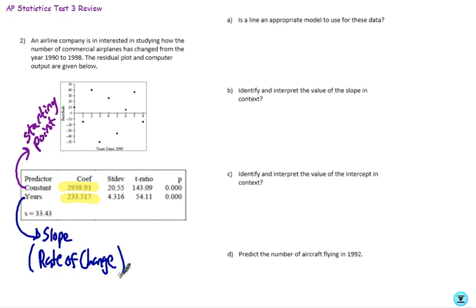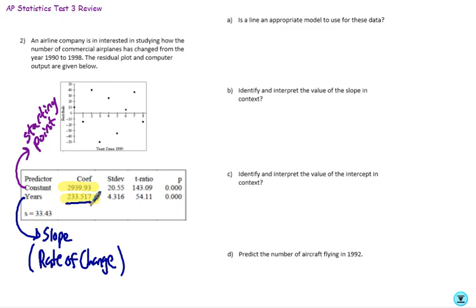So identify and interpret the value of the slope. The value of the slope here is 233. Now 233 what? Well, the story here is there's an airline company that's interested in studying the number of commercial airplanes that has changed from the year 1990 to 1998. So over this period of time, did they buy more planes or are there fewer planes? We're trying to see the growth or decline of the airline. This is a positive number, this 233, so this would suggest growth, that the airline got larger. They got larger by how many?